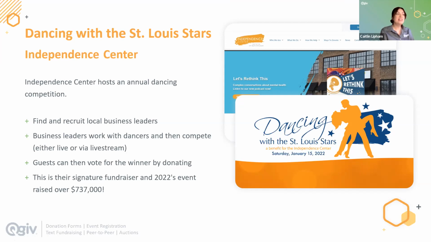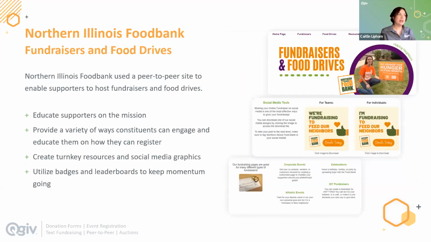They've been at this for a while, but it just shows the power that you can have with these kinds of network fundraisers. The next example that I want to talk about, which is more of the DIY, so not that exclusive network fundraiser base, is the Northern Illinois Food Bank. They created a great site using QGIF's peer-to-peer platform. Again, both of these clients did. They had information on what you could do to fundraise. They took their site, they educated supporters on the mission, they're tying in all that great storytelling like Justin told us about earlier, and they're providing a variety of ways for constituents to engage, and they're educating them on how they can register. So just a really impressive site.